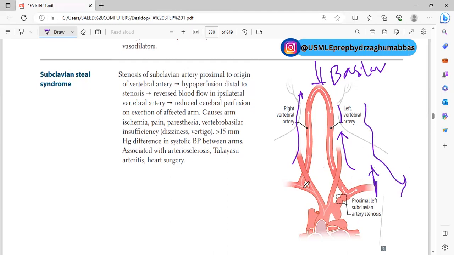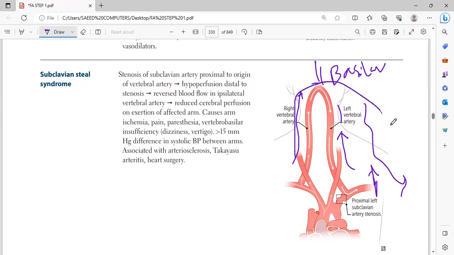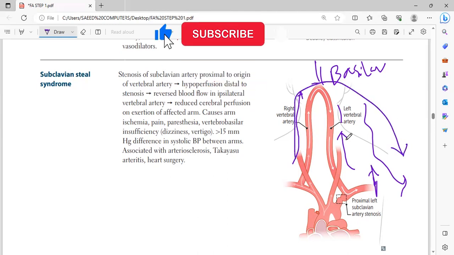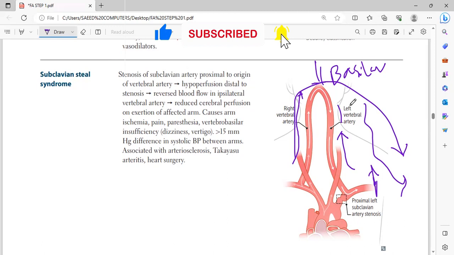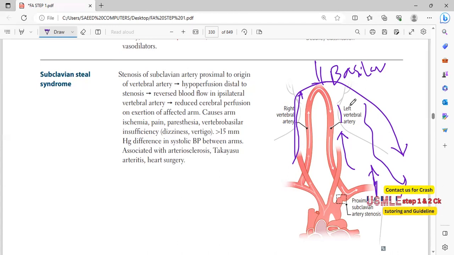Now what will happen? A circle will form from here to here. There will be decreased flow toward the main brain stem area, so you can develop vertigo and dizziness. So the important point here is vertebrobasilar insufficiency.